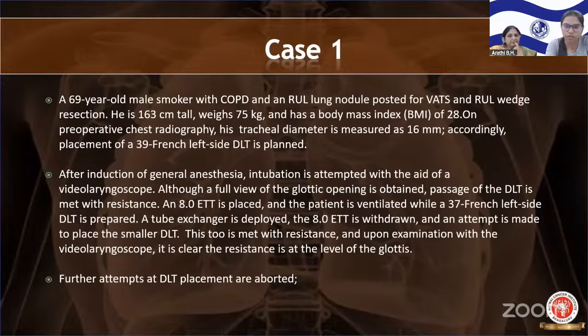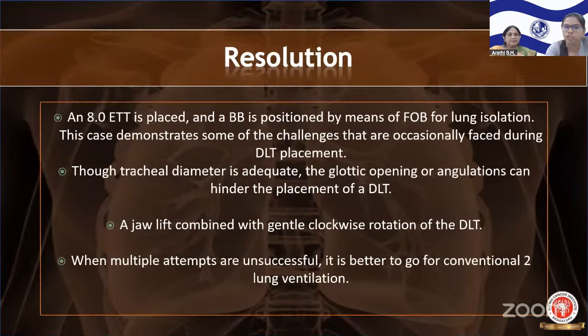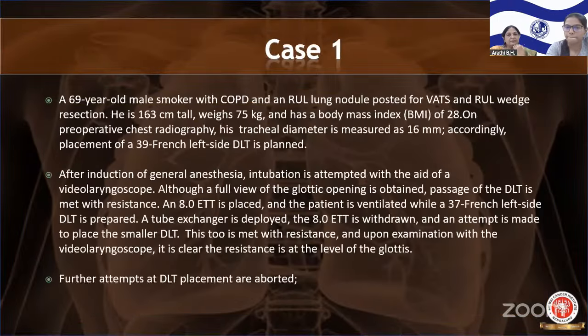The 8-size endotracheal tube is withdrawn and an attempt is made to place the smaller size DLT. This smaller DLT also meets resistance. Upon examination through the video laryngoscope, it is clear that the resistance is at the level of the glottis, so further attempts at DLT placement are aborted. So what is your remedy or resolution to this? People can answer in the chat box also if anybody has any doubts.